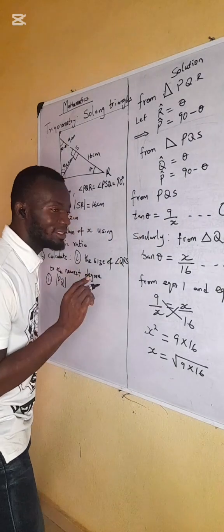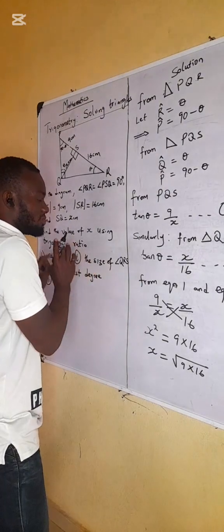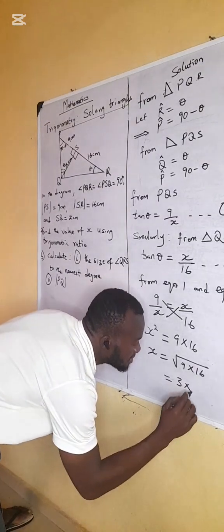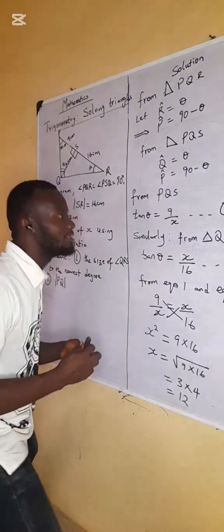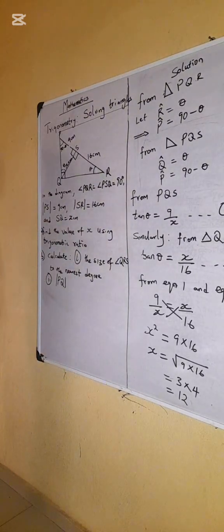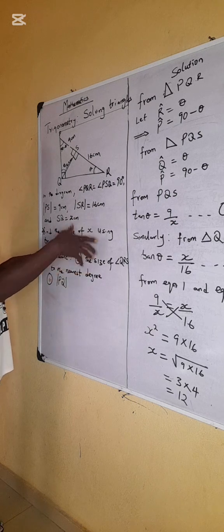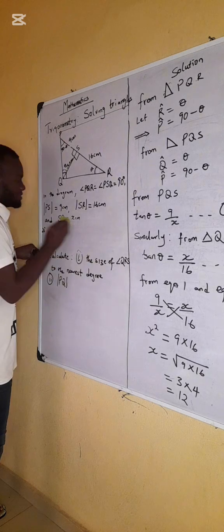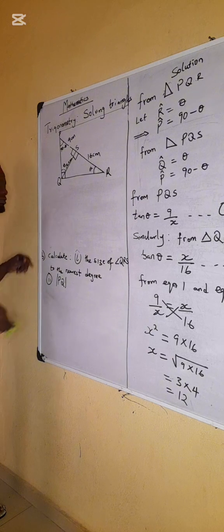When you want to take the square root of a product, you can take them one after the other. So you take the square root of 9 times the square root of 16. The square root of 9 is 3, the square root of 16 is 4, and 3 times 4 is 12. Therefore, X is 12. So we have found the value of X using trigonometric ratio. Let's clean that part and answer the remaining part. I won't clean the diagram because I need it to solve the second question.